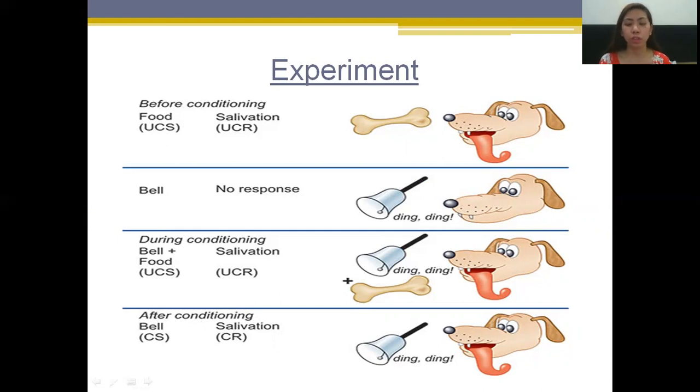But during conditioning, every time the dogs got their food, they heard the bell. After conditioning, the bell, through repeated pairing with the food, eventually causes the same kind of reflexive response, and learning takes place. The neutral stimulus, which is the bell, is now called a conditioned stimulus.